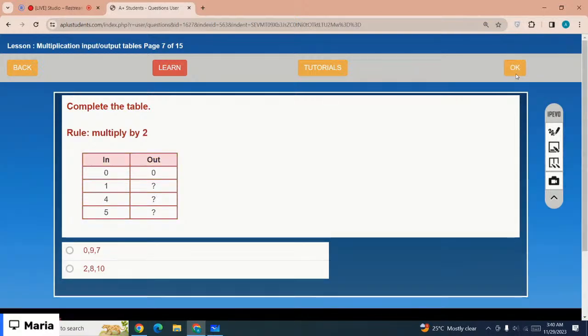Okay, the next one is multiply by 2, which is the correct option. Yes, you need to multiply them by 2. 1 times 2 is 2, 4 times 2 is 8, and 5 times 2 is 10. They are 2, 8, and 10. The correct option is 2, 8, and 10. The second one is the correct option. Very good.